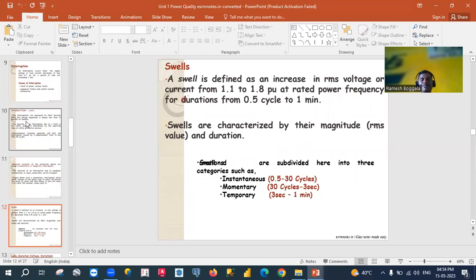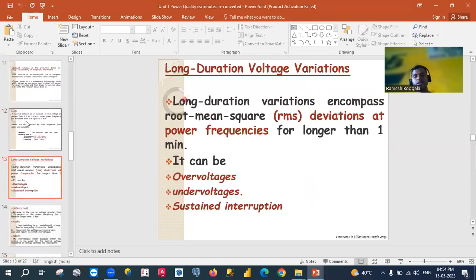These are subdivided into three categories. For example, if the duration is between 0.5 to 30 cycles, it is instantaneous. If the duration is 30 cycles to 3 seconds, then it is momentary. If it is 3 seconds to 1 minute, then it is temporary.